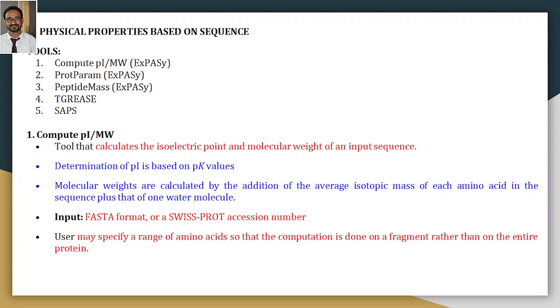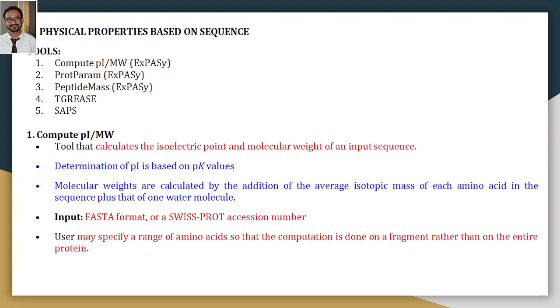Okay, that was about MOWSE. So that was about searches based on composition. The second thing is physical properties. Based on the physical properties of the sequence, we have Compute pI/MW, ExPASy ProtParam, PeptideMass, TGREASE, SAPS. The first one is Compute pI/MW. It again works with two parameters. It is a tool that calculates two parameters, the isoelectric point as well as the molecular weight of the input sequence.